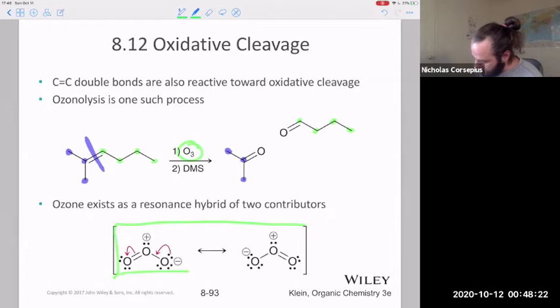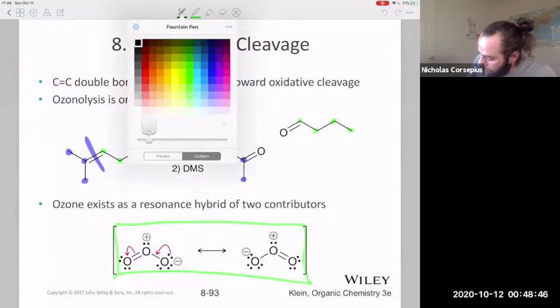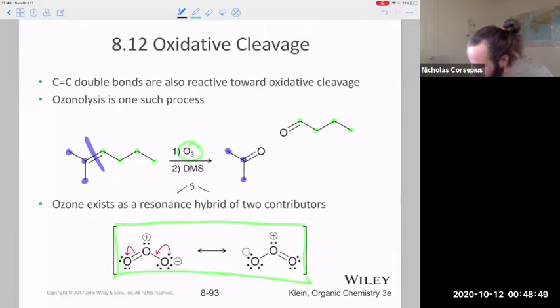Ozone, you have to actually draw two structures that are in resonance with one another. You've probably heard about it. It makes up the outermost layer of our atmosphere. It is fairly highly reactive. So what we'll see is if you have ozone, and then in the presence of DMS, which is dimethyl sulfide, this would be the last step in these. These are also called ozonolysis reactions because the key player here is ozone.